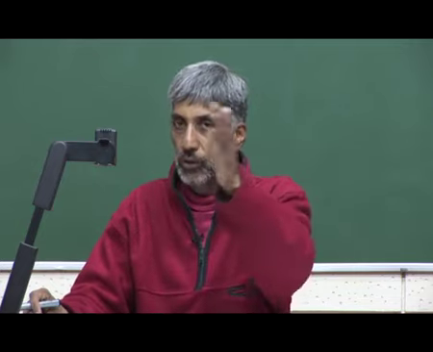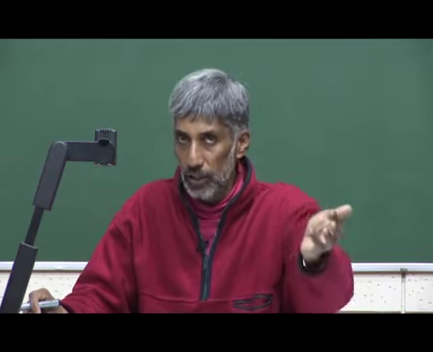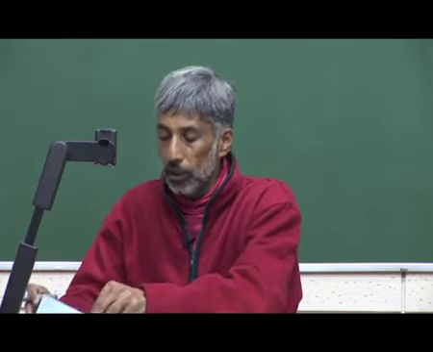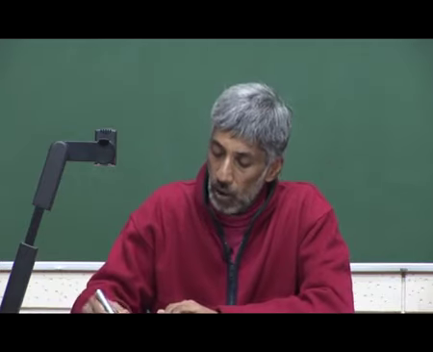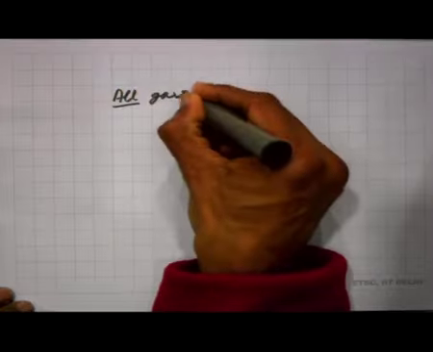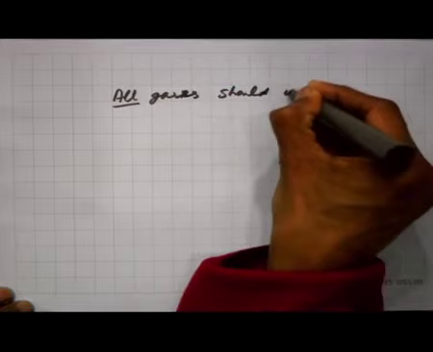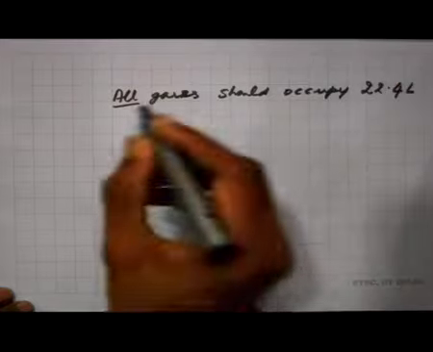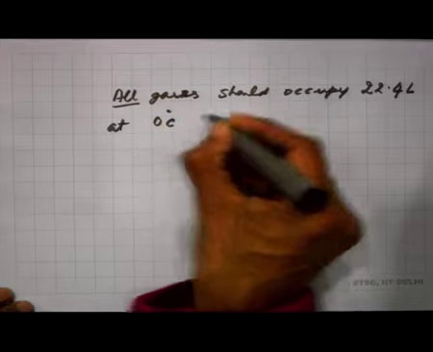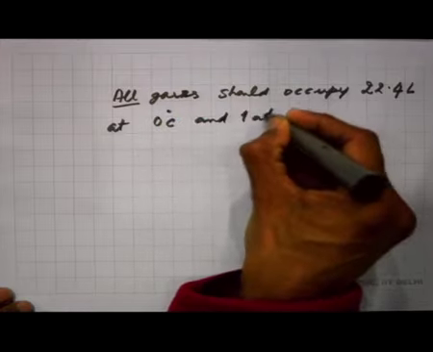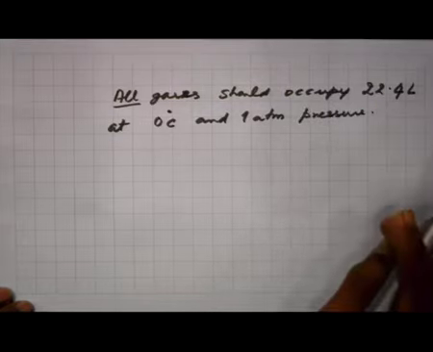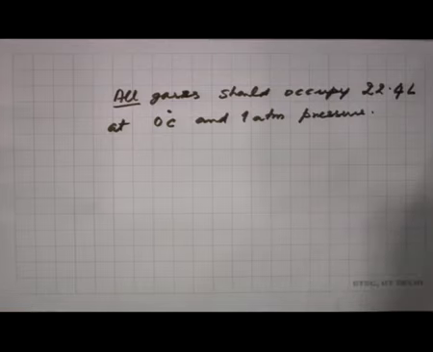Now, we are saying that if I took any other gas, that is 1 mole of nitrogen at 273 Kelvin and 1 atm pressure, according to Avogadro's hypothesis, all gases should occupy 22.4 liters at 0 degrees Celsius and 1 atm pressure. Well, we can just take a look at the numbers to see if this happens to be true.